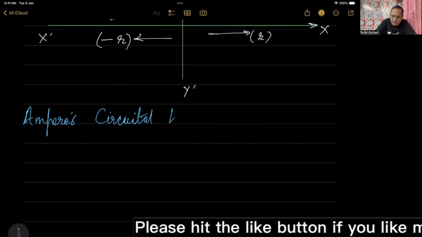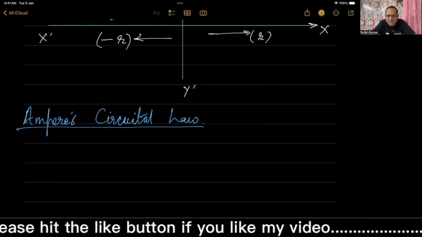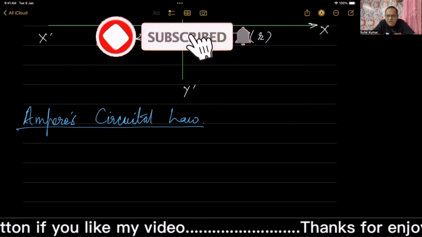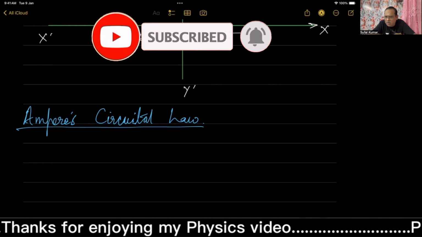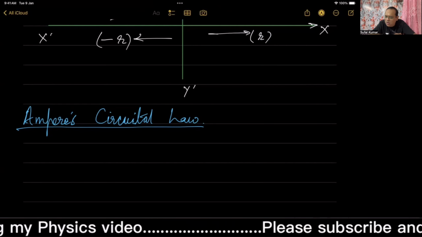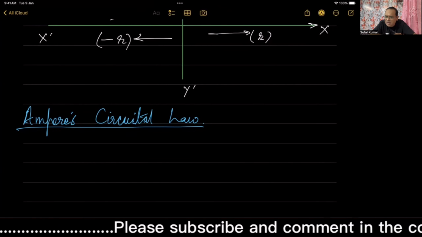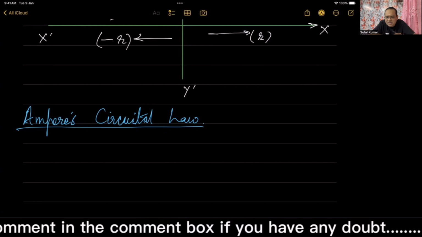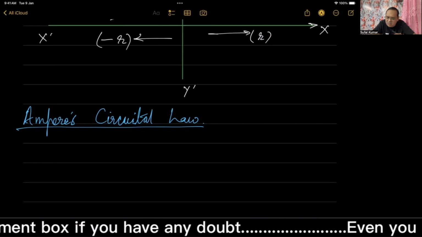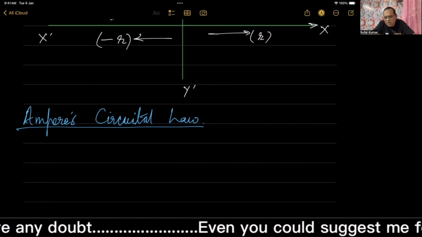Ampere's circuital law. Let me introduce this Ampere's circuital law first. What is its significance, and what's the comparison between Biot-Savart law and this? Biot-Savart law is used for finding magnetic field induction due to different types of systems like a straight conductor, a circular coil at the center.